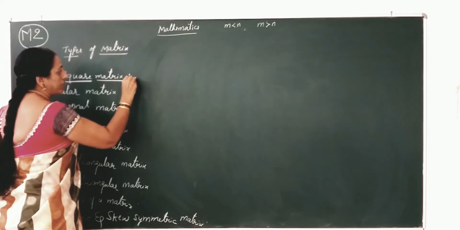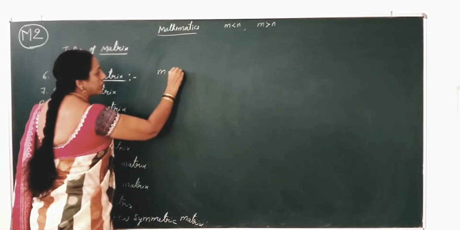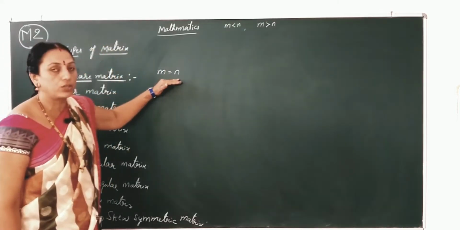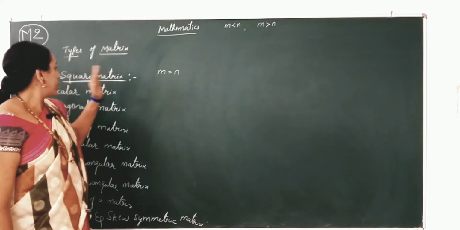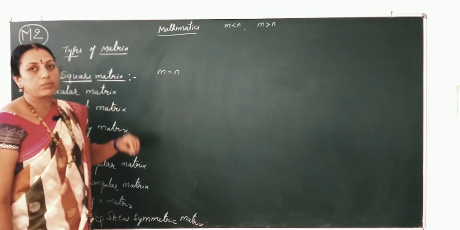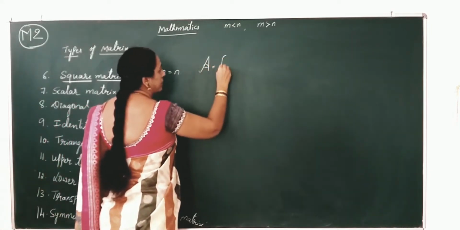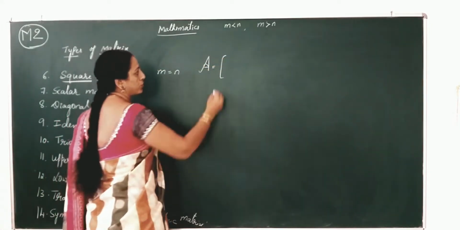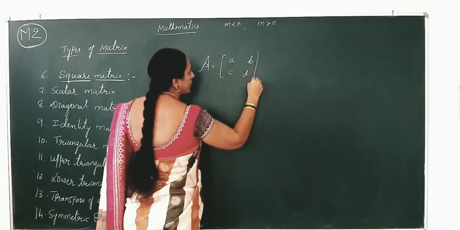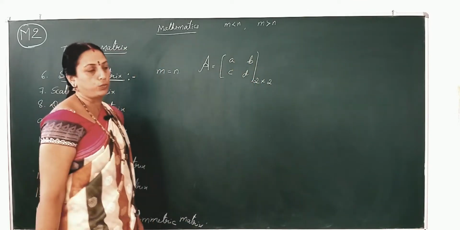Square matrix means the number of rows is always equal to the number of columns, denoted by m equal to n. For example of a square matrix, first we will consider the 2 cross 2 matrix A, B, C, D. The number of rows is 2 and the number of columns is also 2.